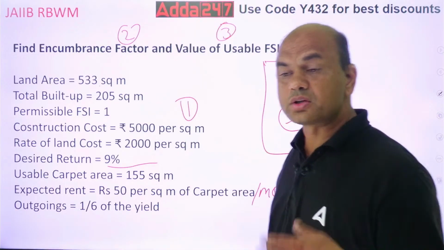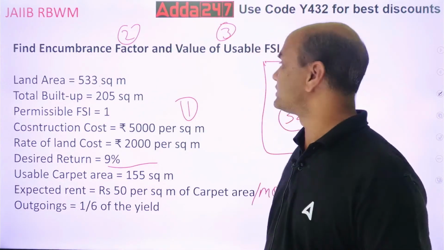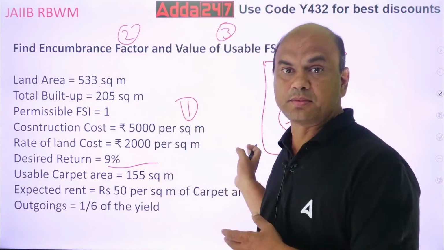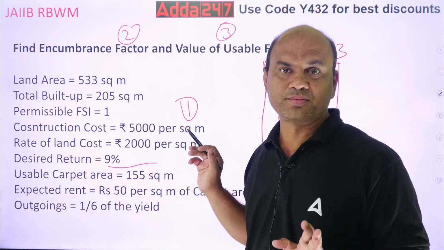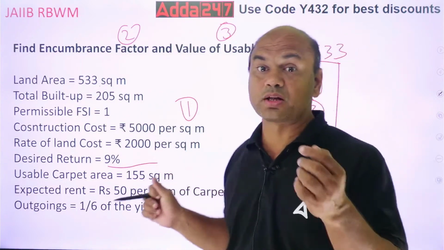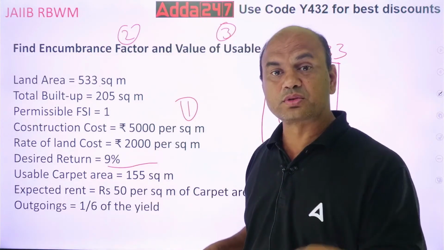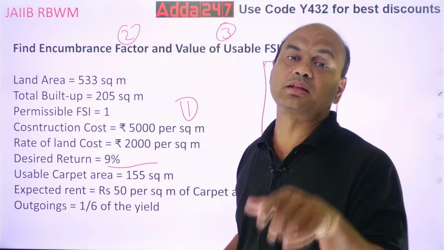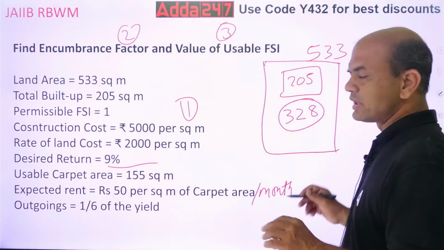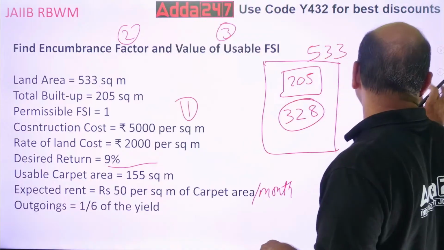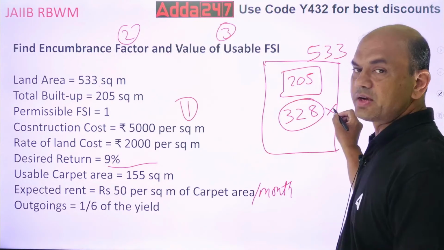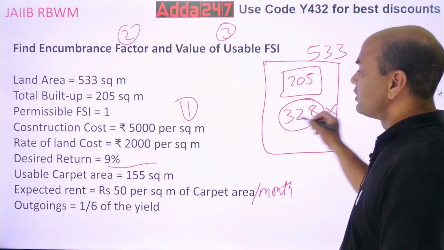So what is the cost of this plot now? The land cost is right now 2,000. So this much I can get right now. If I sell this remaining land, I can get this much. But the buyer will also say, what are the outgoings? So and so is going out. So he'll multiply this with the encumbrance factor. So when you calculate the value, your value becomes like this. See, 328 multiplied by cost. What is the cost? 2,000.